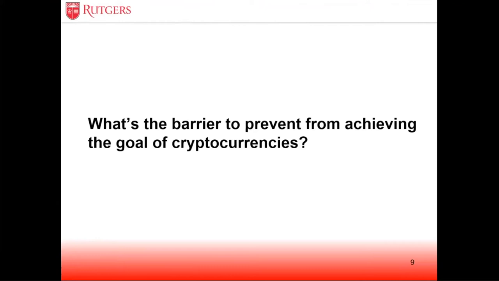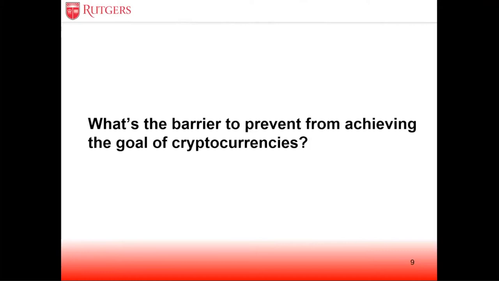Basically, the barrier is technology, and it takes long. It takes long to send currencies because of the confirmations it takes. Bitcoin, I know, takes 10 minutes. Litecoin takes like 2 minutes, but it's still long. It takes long to transfer. Yes, so that's one reason. Good. Any other different thoughts?